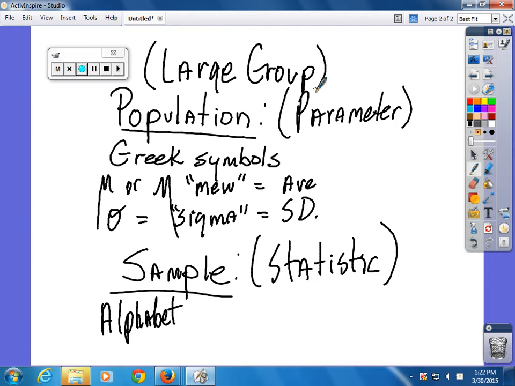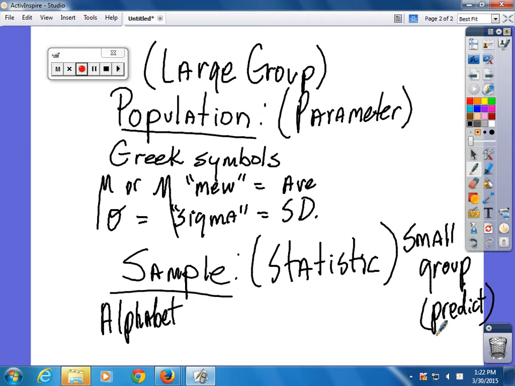Statistic is the small group that predicts. The small group that we actually survey, and we take those numbers to do what? Predict. X bar is the average. And that's called X bar. The average or the mean. S is the standard deviation.